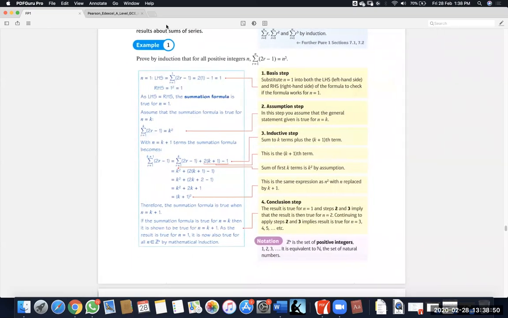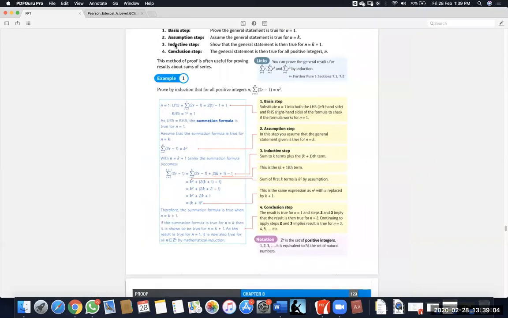I'm not using the structure in your textbook, but you still get the full mark for this structure. So step 1: you first let P(n) be the statement, and then you need to copy down the formula that appears in the textbook.